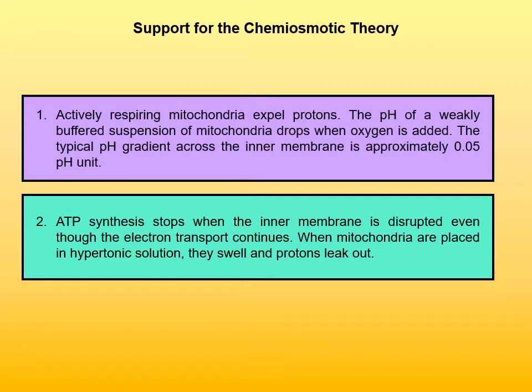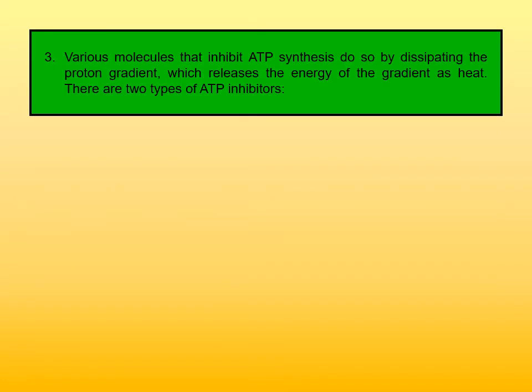ATP synthesis stops when the inner membrane is disrupted, even though the electron transport continues. When mitochondria are placed in hypertonic solution, they swell and protons leak out. Various molecules that inhibit ATP synthesis do so by dissipating the proton gradient, which releases the energy of the gradient as heat. There are two types of ATP inhibitors.